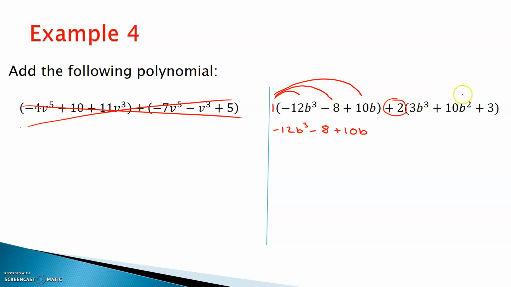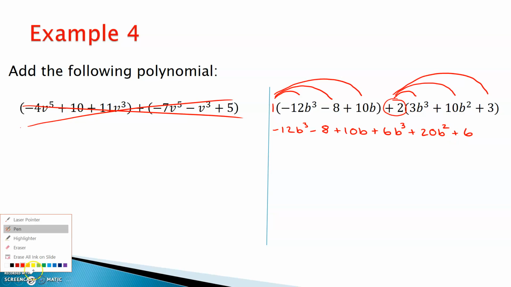I only distribute to what's inside my parentheses. 2 times 3 is going to be 6, positive 6b to the third. Again, the third stays the same. 2 times the 10 here, the coefficient is going to be 20b to the second. And then 2 times my constant 3 here is going to be positive 6. All right, let me put these guys in little baskets here. Makes my life a little bit easier.